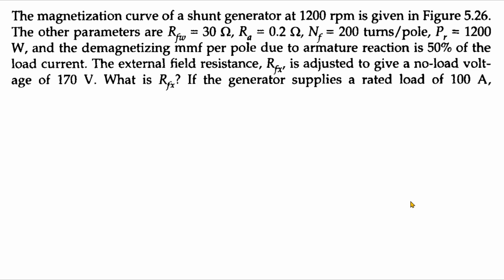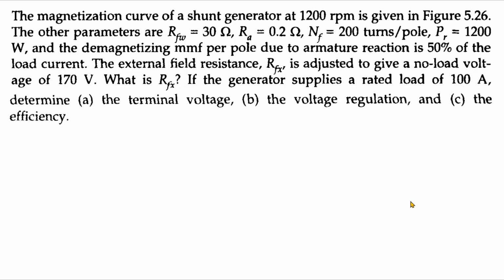And the parameters are given: RFW 30 ohm, R8 0.2 ohm, NF 200 turns per pole, PR 1200 watt. The demagnetization MMF is 50% of the load current, and the external field resistance RFX we need to find, and then we need to find the terminal voltage, the voltage regulation, and the efficiency.